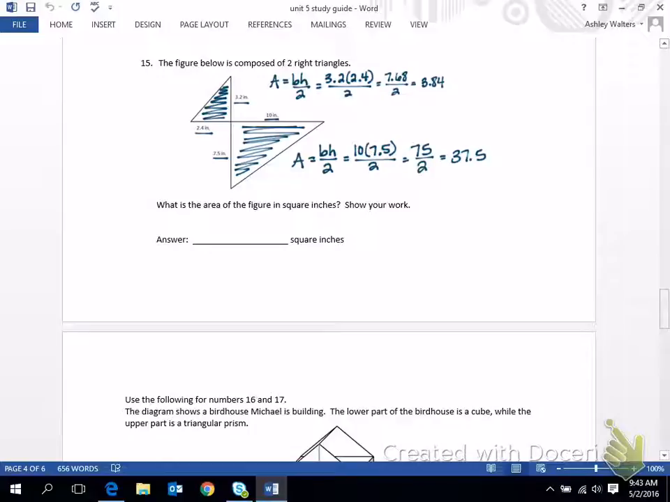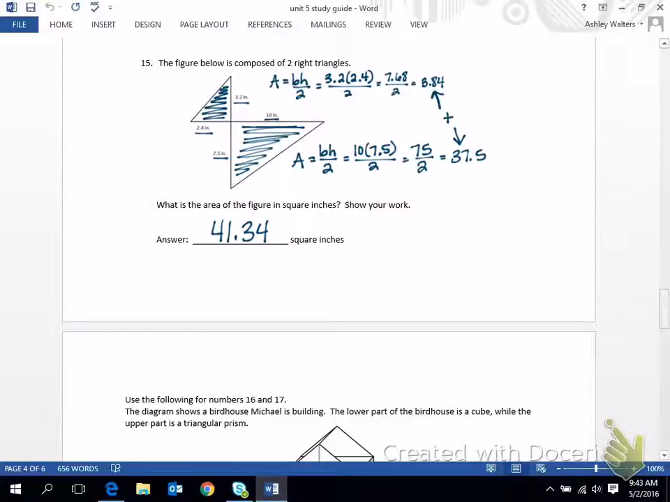So now if you want the area of the composed figure, you'll add your 3.84 with your 37.5 to get 41.34 square inches, or inches squared.